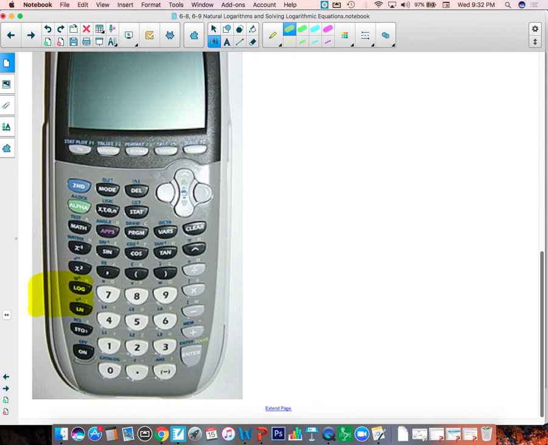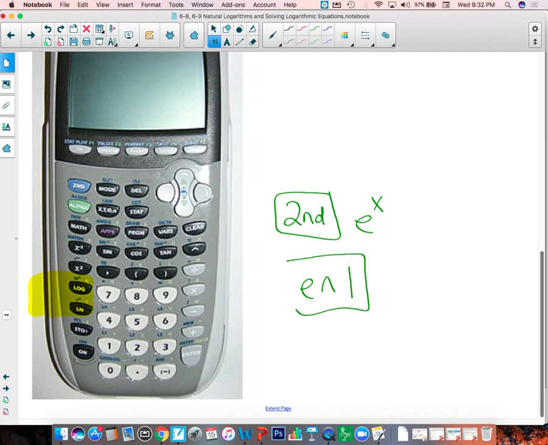Okay, so that's if I press that button. If I did second, this is just your keystrokes, because I have to press second because e to the x is above that. And then I press that button, and it would give me something like this maybe. E and then a caret, I press a 1, so it'd be e to the first power. That's going to give me that decimal, 2.71828. So that's what it is on the calculators.